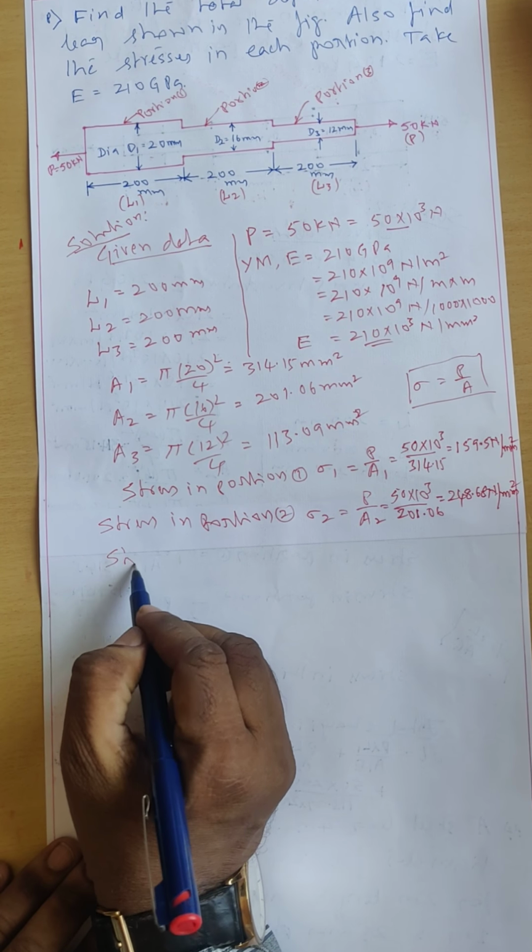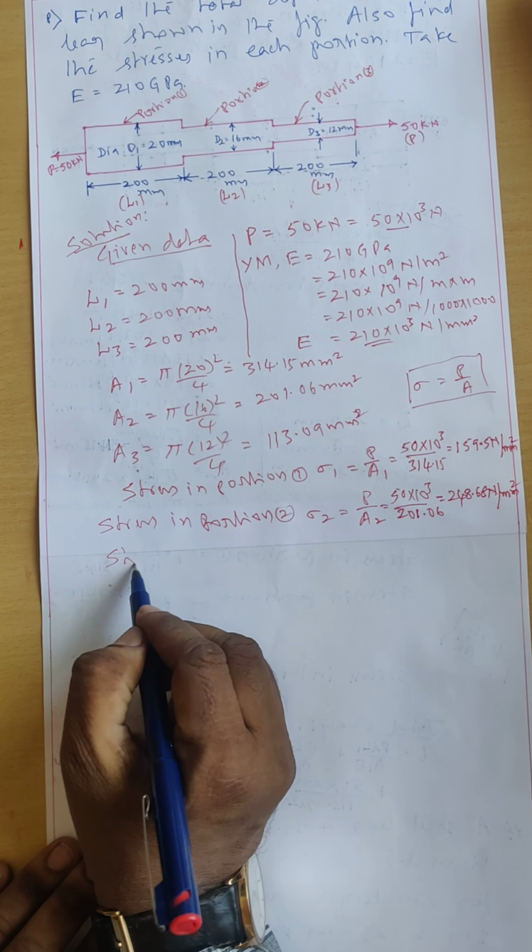Similarly, stress in portion 3. Stress in portion 3, sigma 3 equals P by A3. Load is constant, 50 into 10 to the power 3 Newton. A3 we calculated, 113.09. It comes to be 442.12 Newton per millimeter square. Now we calculated the stresses in portion 1, portion 2 and portion 3.